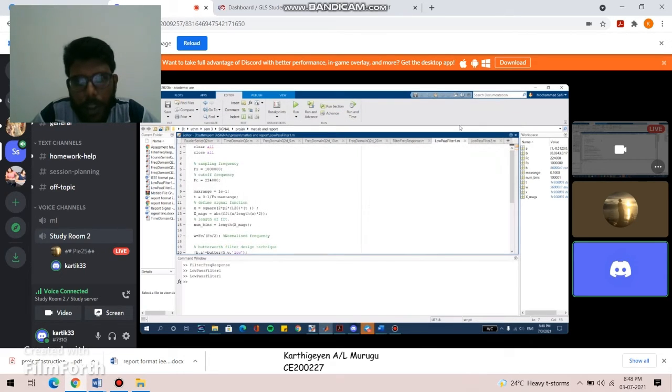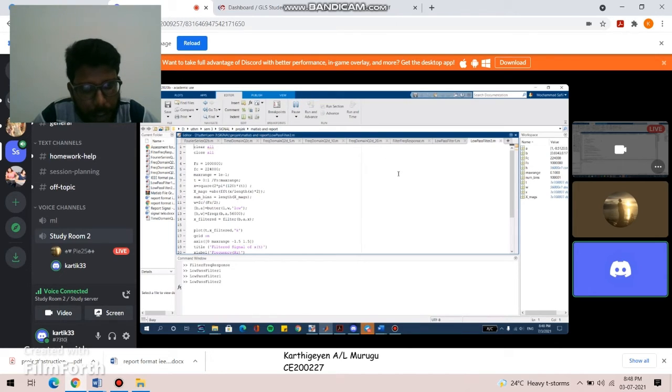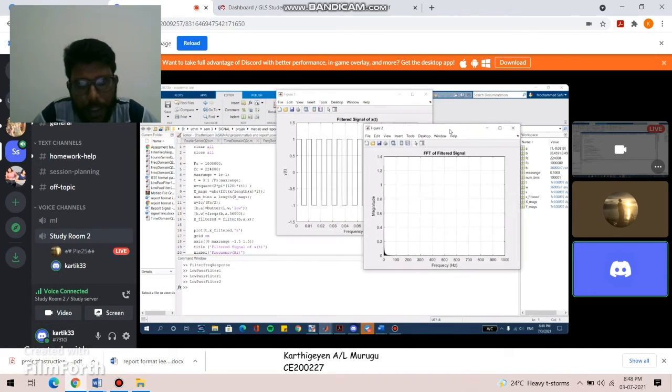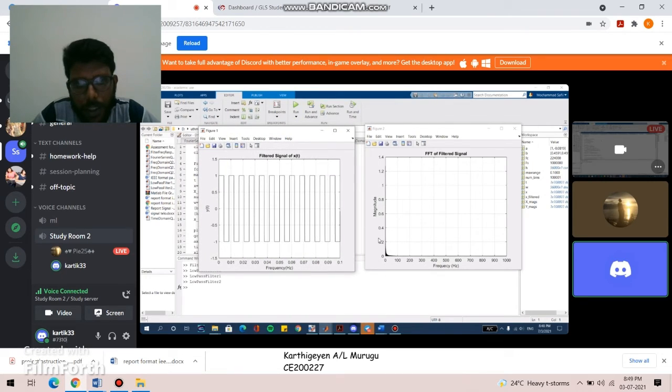This is our frequency domain coding. Both use the same coding. Now run. This is our signal for the frequency domain.